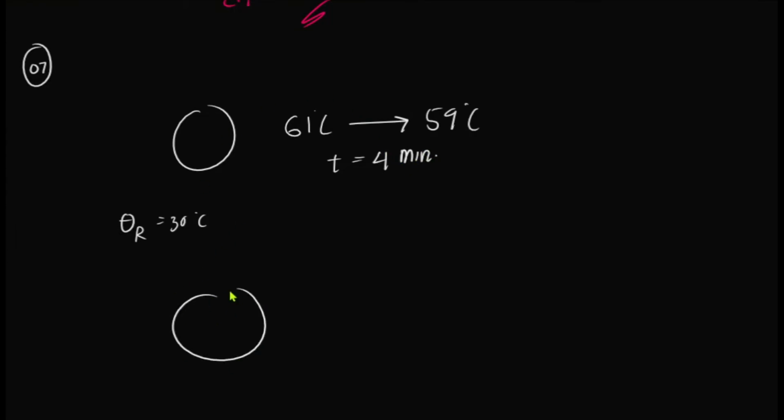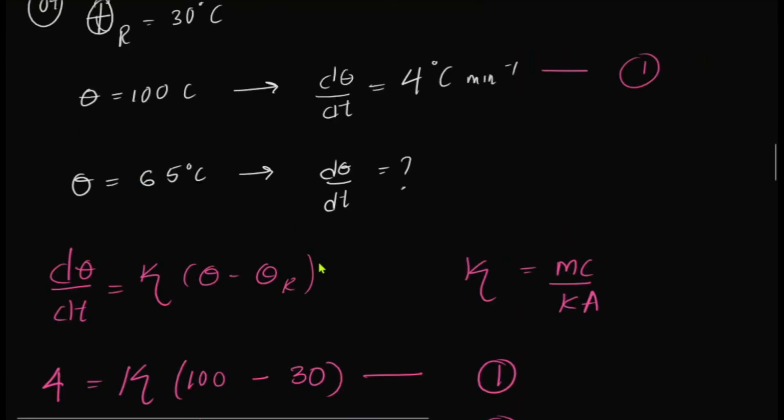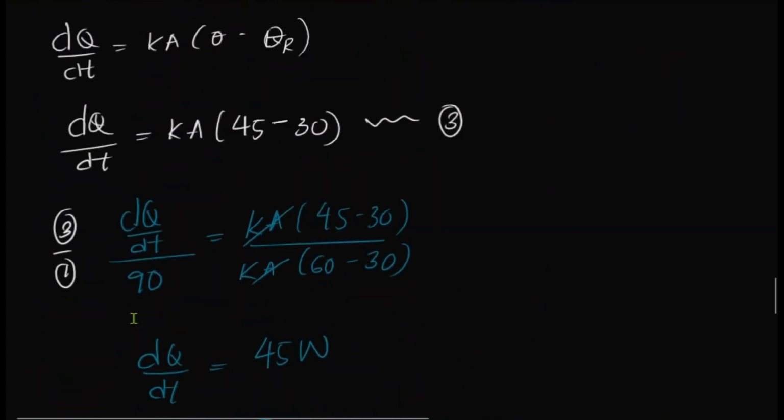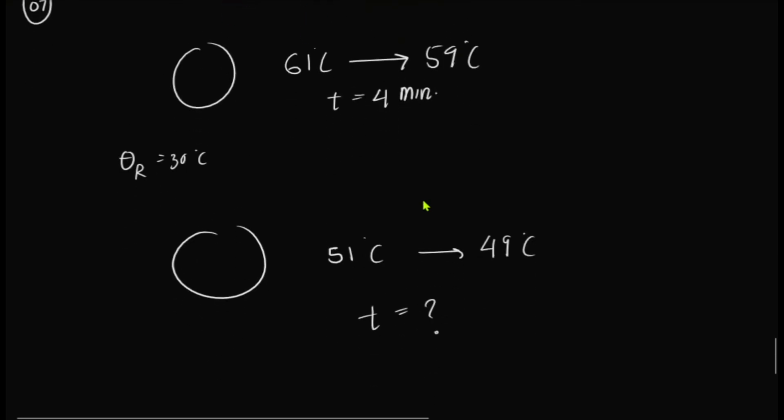What they want, for the same object, is the amount of time it would take to cool down from 51 to 49, that is, 51 degrees to 49 degrees. So they require the time. To solve this kind of temperature reduction problem, we will have to use the equation for the cooling rate.